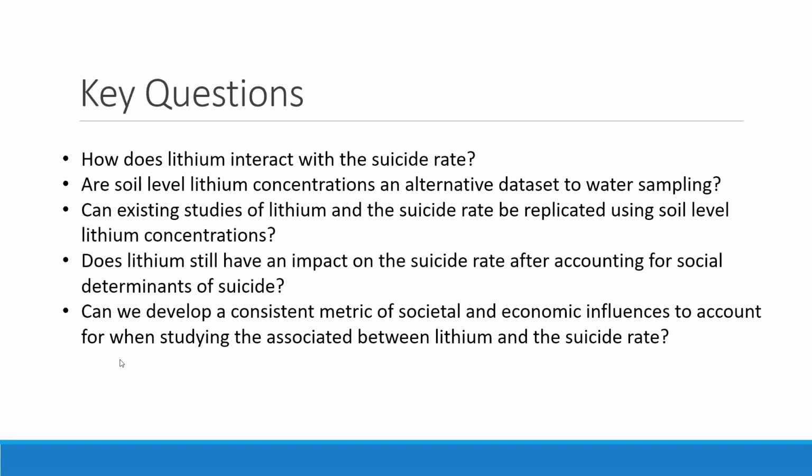Another issue with the literature that we can talk about some more is that it doesn't always account for the variations of what's impacting suicide. There's both social and environmental determinants of suicide that are active areas of research of what's causing the actual suicide rate. Since there's so many things that impact the suicide rate, I'm interested in seeing if we can develop some sort of metric of values to control for when studying lithium versus the suicide rate, so that we know we're actually looking at the effect of lithium.